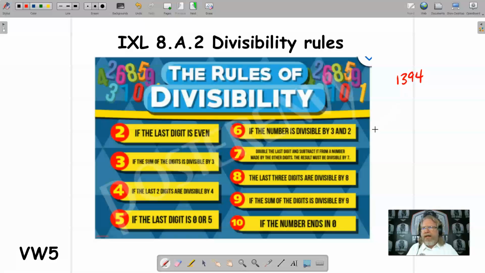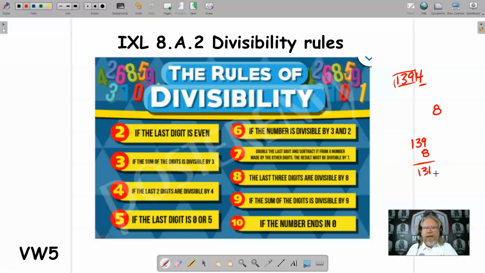1,394. Let's see if it's divisible by 7. We want to double the last digit. The last digit is 4, so double 4 is 8. Double the last digit and subtract it from the number made by the other digits. The other number is 139. So 139 minus 8 is 131.